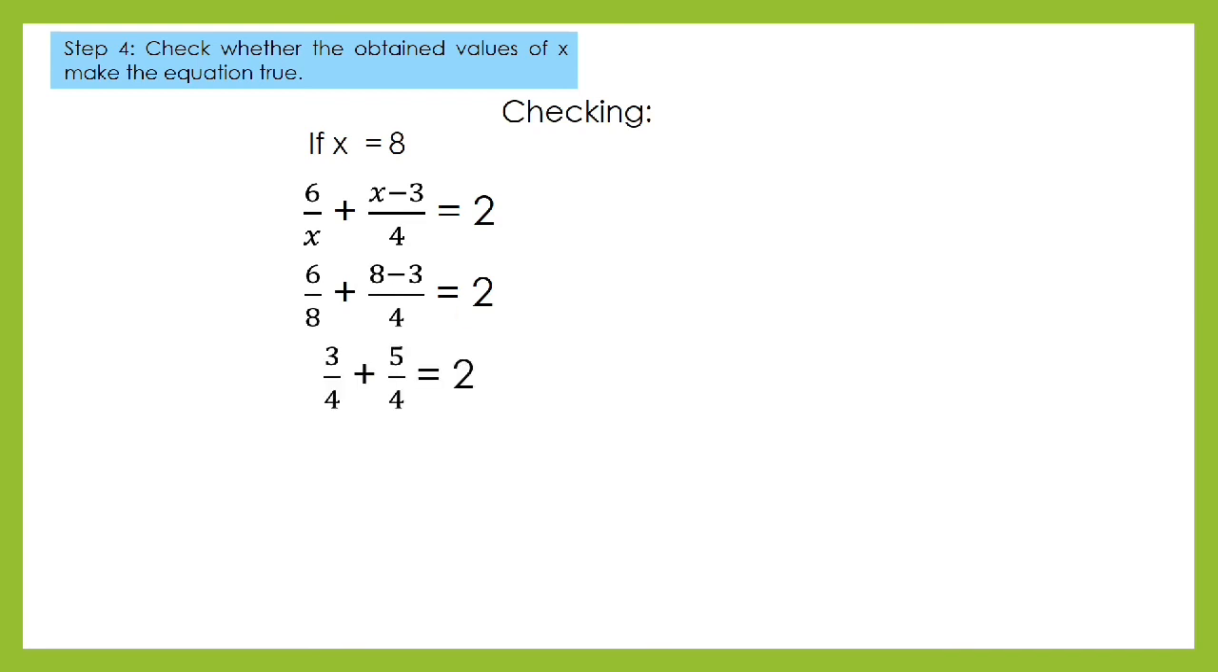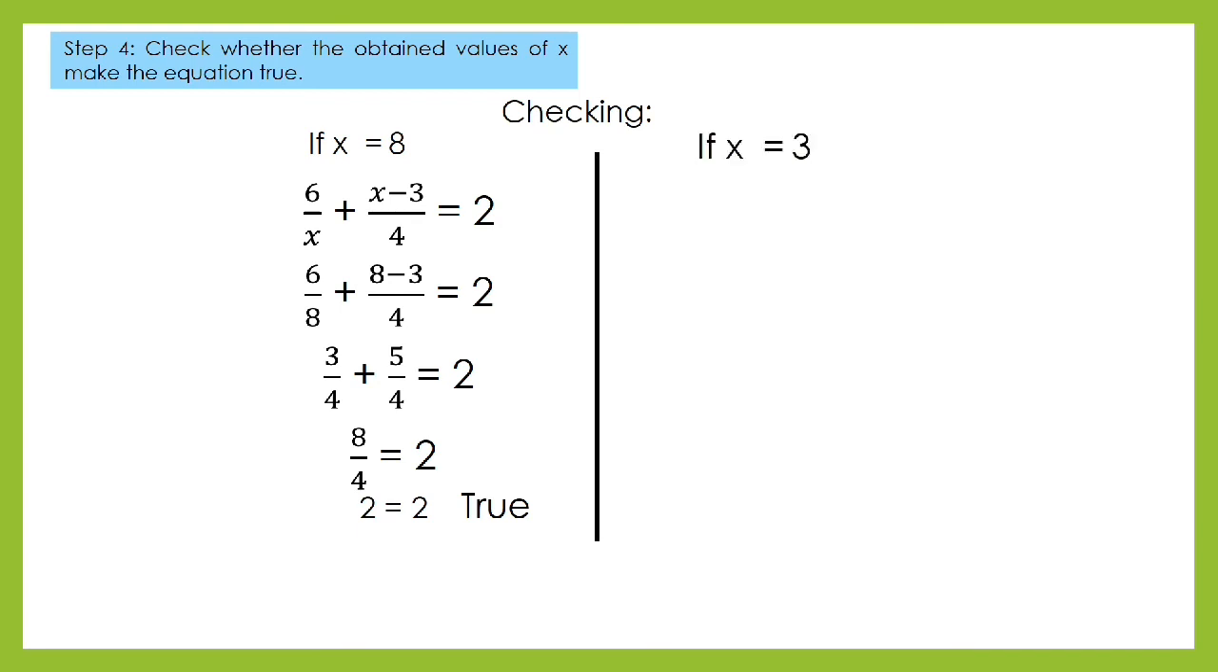Simplify, 6 over 8 is equal to 3/4. 8 minus 3 is 5 all over 4. And then equals to 3 plus 5 is 8. And then copy the common denominator. 8 over 4 is 2 equals 2. They are equal, that is true.